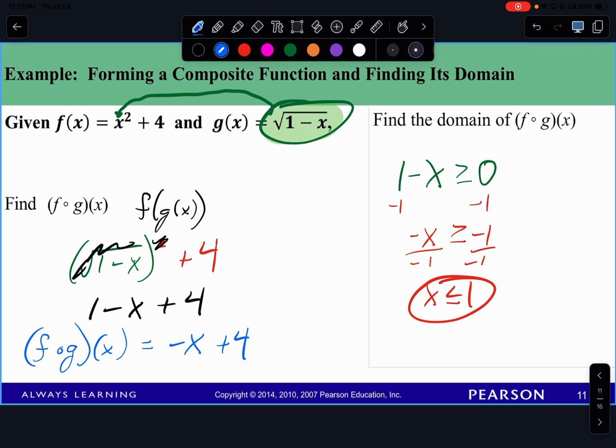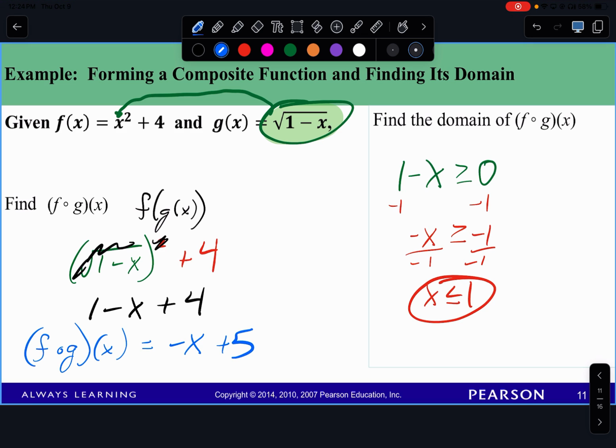Is negative x plus 4 going to have any limitations? Is there any number that I can't put in there? Do you see any division? Do you see a radical in the blue? No, so it does not have any limits. You could put any number you wanted into our composed equation, and it would be fine. Okay, should be a 5.